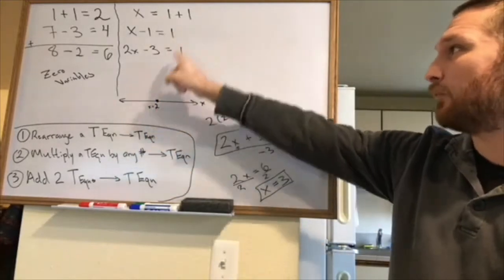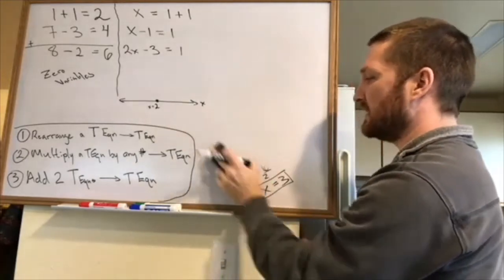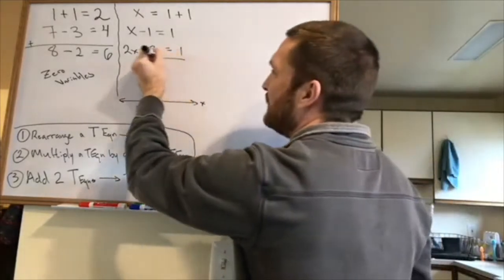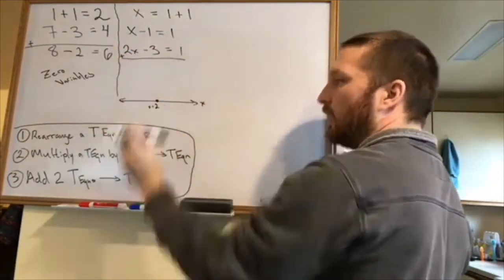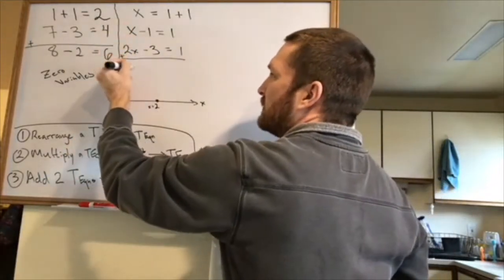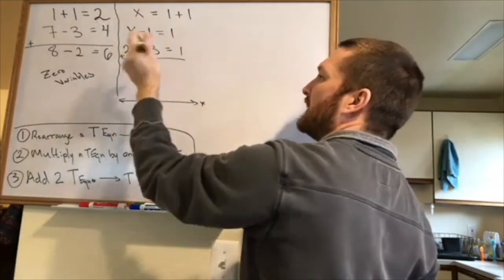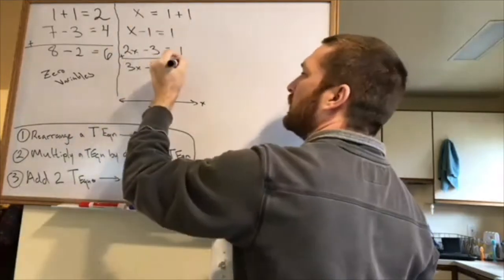We're at that point, so that is true. And so let's just see what happens. If I add them together, we're going to add these two true equations together while we're at x equals 2. 1x plus 2x gives me 3x's. Minus 1 plus a minus 3 gives me a minus 4. 1 plus 1 gives me a 2.